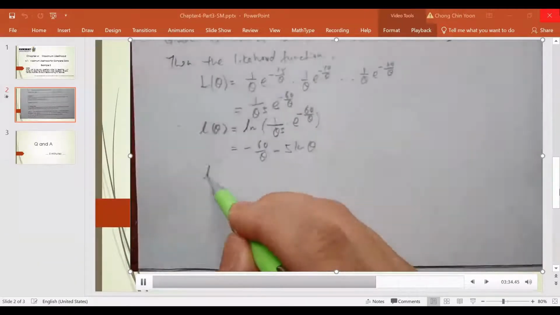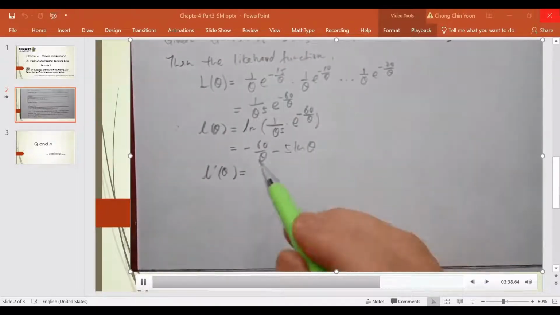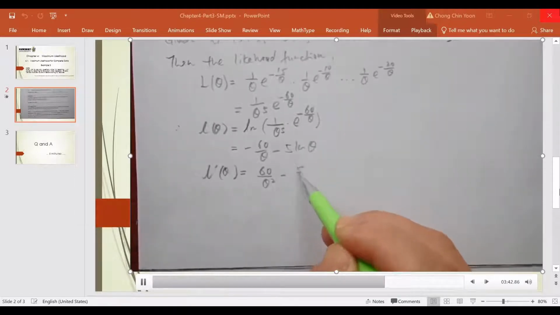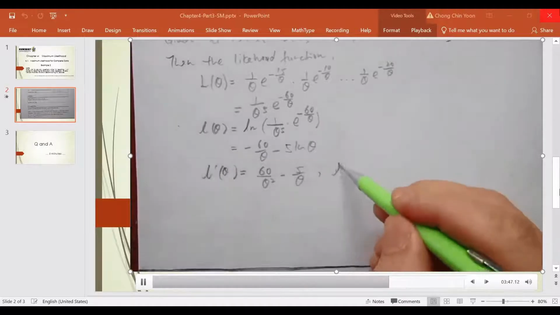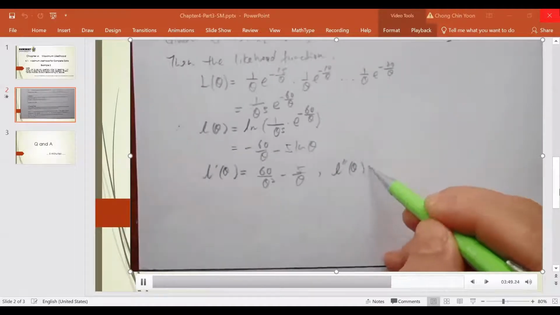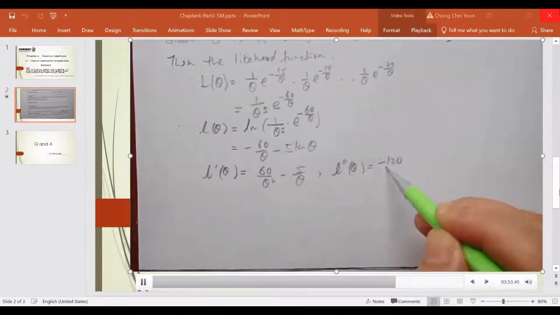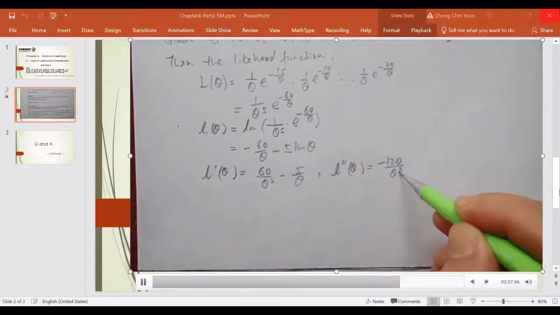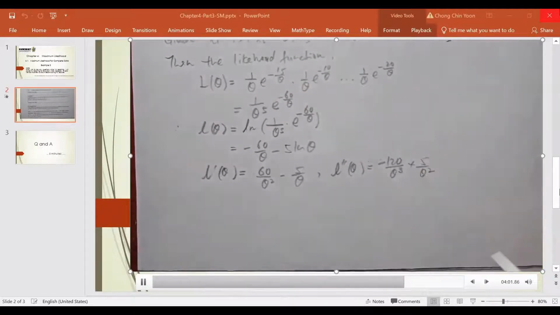And next, I try to differentiate with respect to theta. So I will have 60 over theta squared minus 5 over theta. And the second order will give me negative 120 divided by theta cubed plus 5 over theta squared.